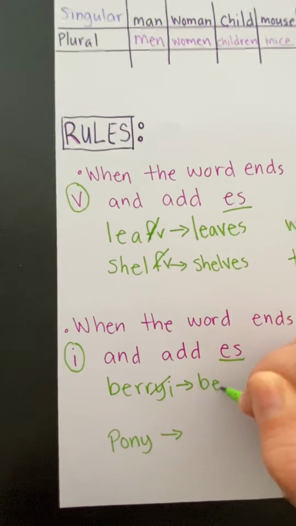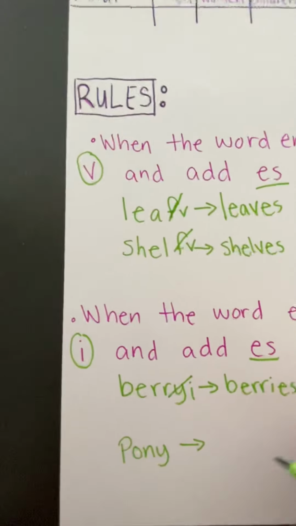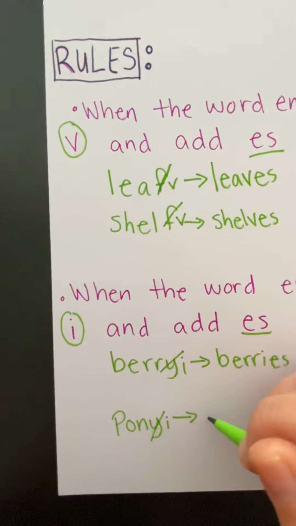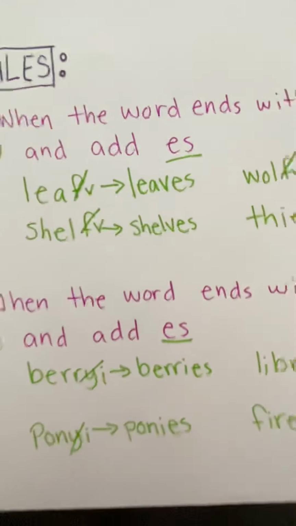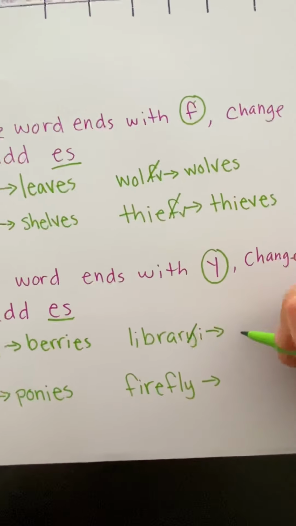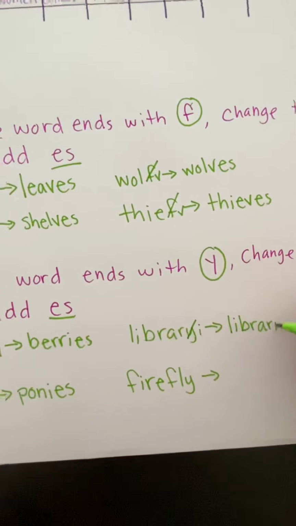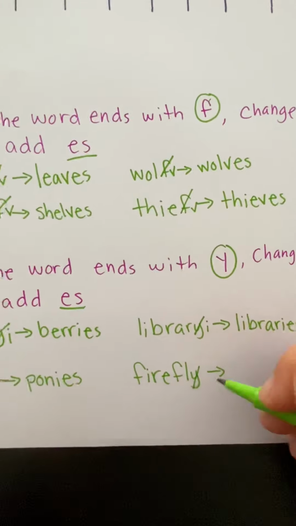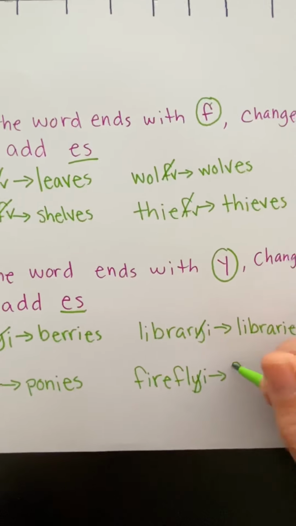Berries. Okay. For the word pony, same thing. Cross out the Y, make it an I, and then add ES to make it plural. Ponies. Same thing over here, library. Cross out that Y, make it an I, and then we have the ES at the end to make it plural. And then for the last one, firefly, if we want to say we're catching all of the fireflies, cross out that Y, change it to an I, and then add ES.